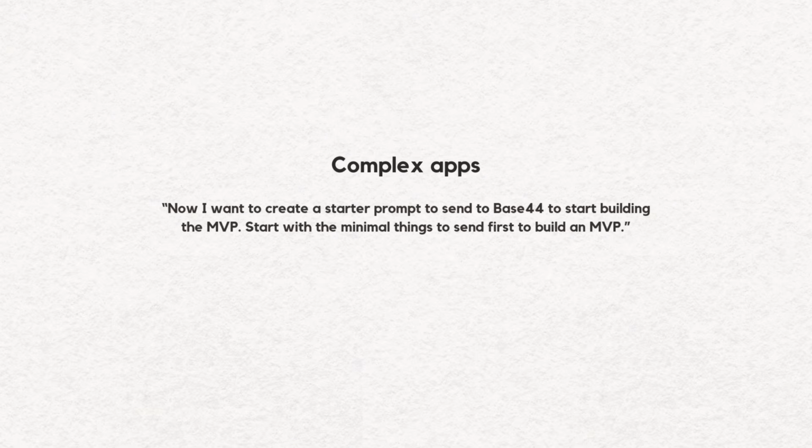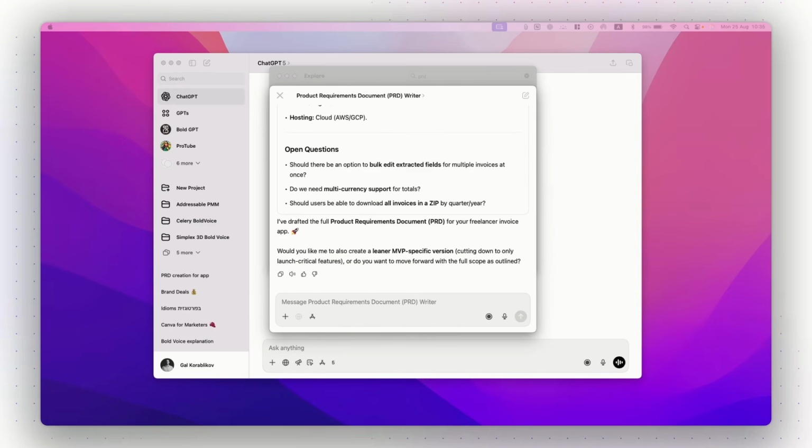Start with the minimal things to send first to build an MVP. Then send one part at a time to Base44 and build it piece by piece. For this video, I'm going with the simple option just so you can already see a working app. Also, this is something I'm building for myself and I want to share the full process with you.